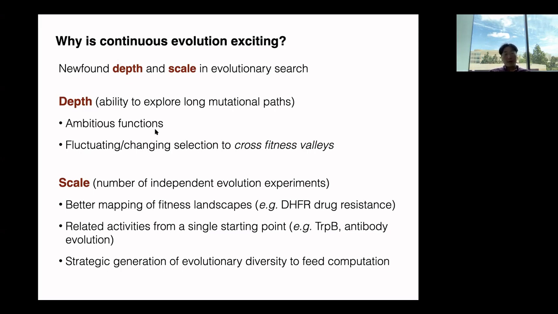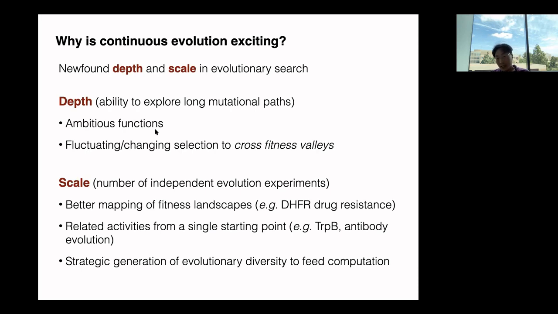And so those kinds of complicated selection schedules, by definition, require depth in evolutionary search, right? You're just taking long forays and long walks on the fitness landscape rather than short ones. And so this newfound depth is also important and may lead to the ability to find fundamentally new functions. Scale is similarly important. As I showed with DHFR, it allows us to map fitness landscapes in some detail, and gives us some statistical understanding of how evolution works rather than just one-off just-so experiments.